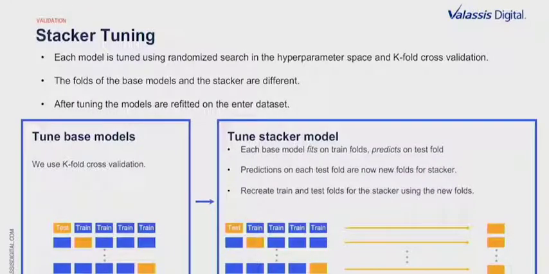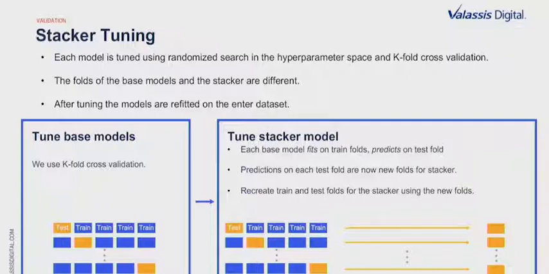In stacker tuning, each individual model should be tuned for hyperparameters. For example, we could use a randomized search in the hyperparameter space together with k-fold cross-validation to select the appropriate hyperparameters. Before I go into this, let's assume right now we only have 2 layers of models: a bunch of base learners in the first layer, and just one model in the second layer. I'm going to call that model in the second layer the stacker.